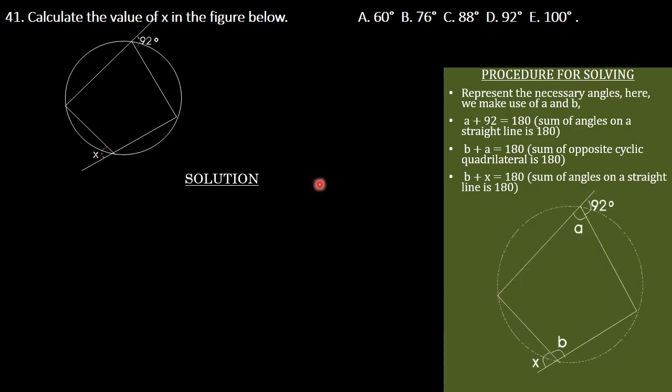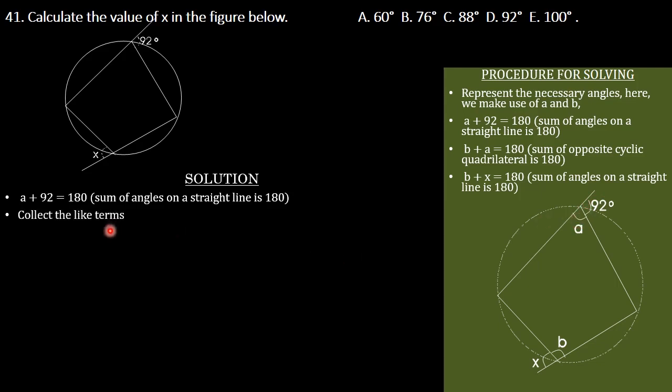Here is the diagram. Let's check the solution. A plus 92 is equal to 180 degrees, that is the sum of angles on a straight line. We represent this angle to be our A and this to be our B. A and 92 degrees are on a straight line. Therefore, the sum of these two angles is 180 degrees. For us to get our A, we need to collect like terms, and we have A is equal to 180 minus 92 is equal to 88 degrees.